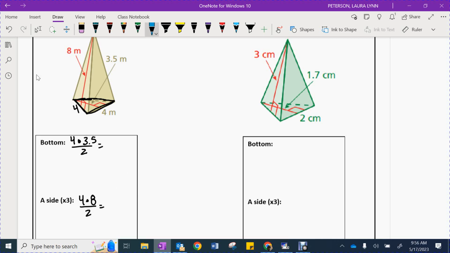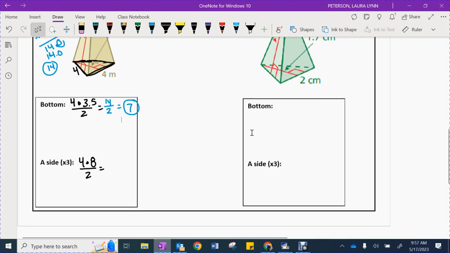Let's do this multiplication. 4 times 3.5. I'm going to write that out. 3.5 times 4. 4 times 5 is 20. Carry my 2. 4 times 3 is 12, plus 2 is 14. There's one number after my dot, which means there's one number after my dot in my answer. But 14.0 is the same thing as just 14. So we say 14 divided by 2. That one's easier. I know that one. That's 7.